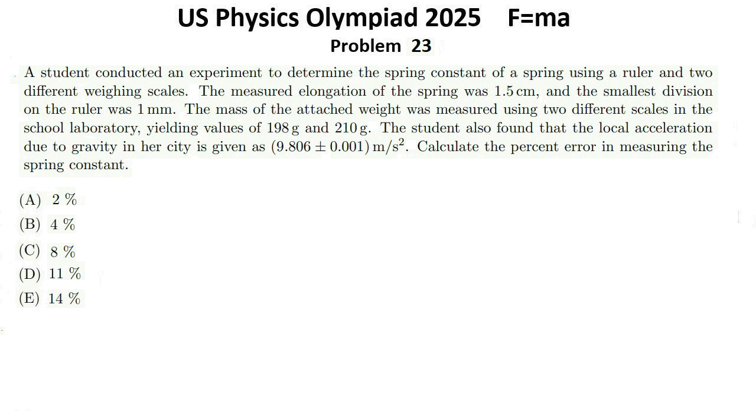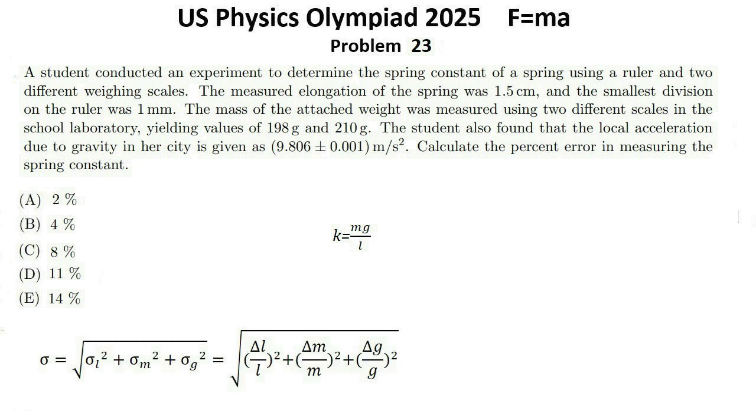Solution to problem 23. The relative measurement error of the spring stiffness is calculated as the root mean square of the measurement errors of all three independent parameters: the length of the spring, the mass of the load, and the acceleration of gravity. Since k is equal to mg divided by L, we have a simple formula. Here delta L is the measurement error of the ruler, that is, 0.5 millimeters.